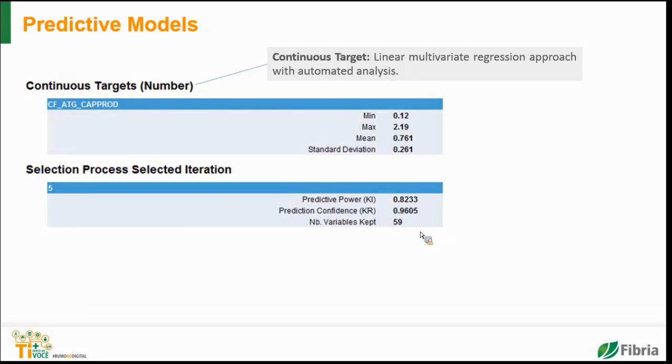And we have another output after creating the model. We can see that we have the continuous target, and you have data like the minimum and the max range of data in the target. It will use a continuous target. So we have a linear multivariate regression approach using this automated analysis.